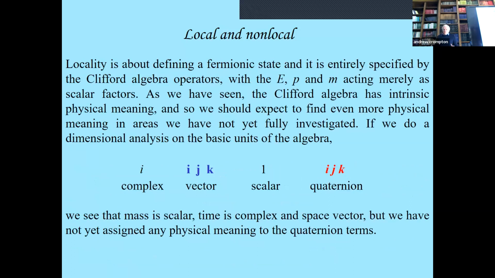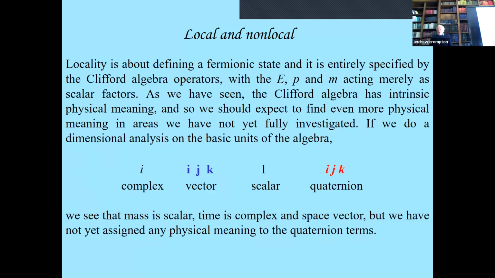Now, locality is all about defining a fermion state in the first place. You're actually creating something localized, a point-like particle. And it's entirely specified by the Clifford algebra operators. E and P and M are irrelevant. They're just scalar factors. I mean, they're important scalars, but that's all they are. So the Clifford algebra is actually doing all the physics for us.